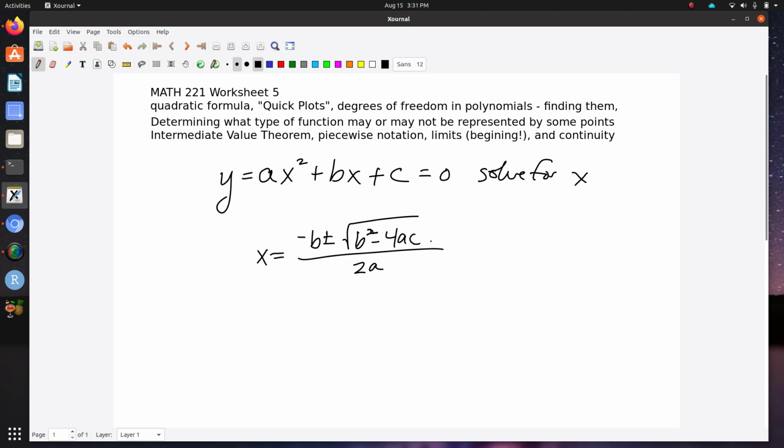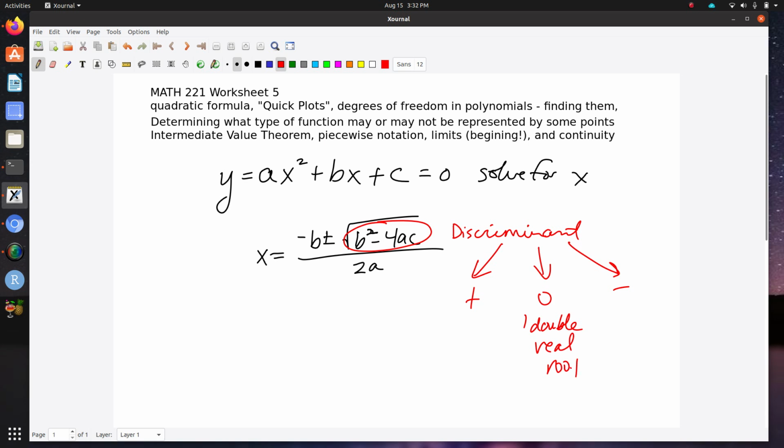And there you go. What you need to remember is this piece here is called the discriminant. Okay, and if the discriminant is positive, 0, or negative, you get 3 different cases. If the discriminant is 0, you have one double real root. If the discriminant is positive, you have 2 real roots. And if the discriminant is negative, you get a complex conjugate pair of roots.